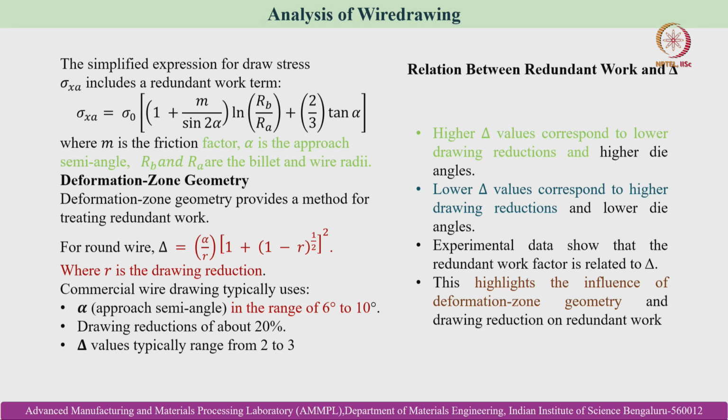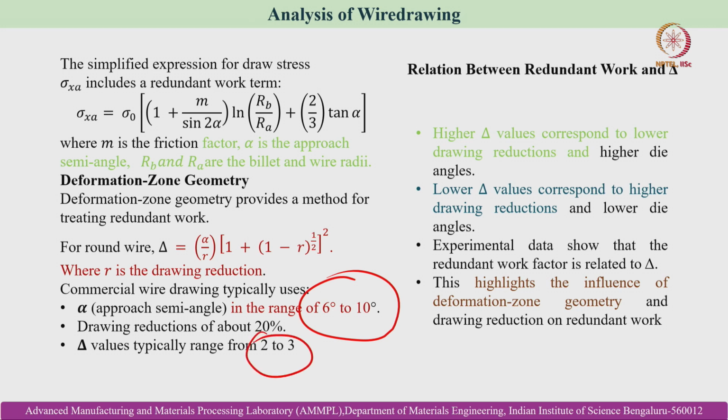Coming to the deformation zone geometry, it provides a method for treating redundant work. For round wire, delta is equal to alpha by r into 1 plus square of 1 minus r to the power half, where r is the drawing reduction. Commercial wire drawing typically uses an approach or semi die angle alpha in the range of 6 degrees to 10 degrees. Drawing reductions are about 20% and delta values typically range between 2 and 3.